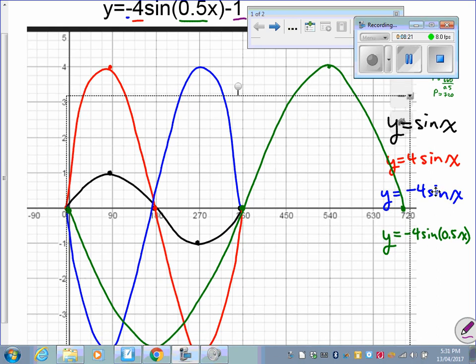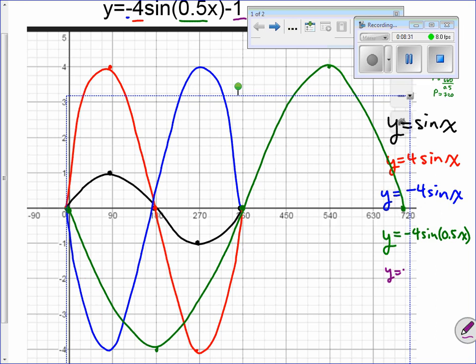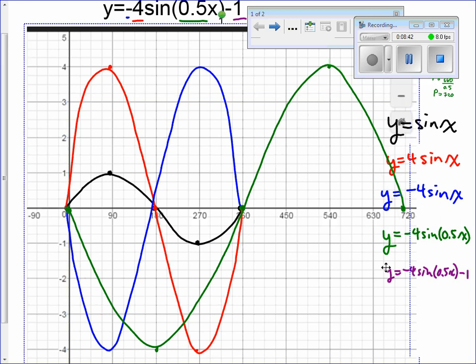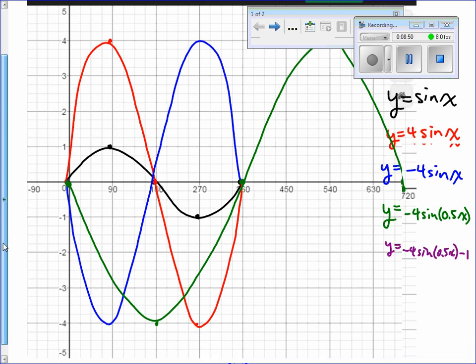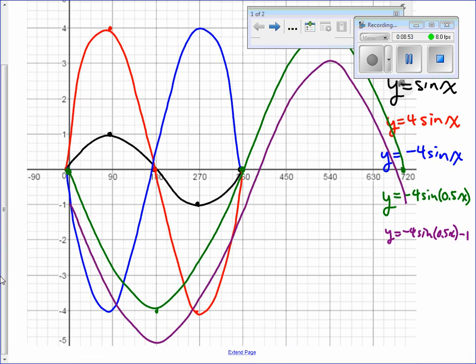Now we're going to graph the final equation. So we're going to write y is equal to -4 sine of 0.5x, and then subtract 1. Now all we're going to do is graph that final graph, which will start at 1. And there's our final graph.